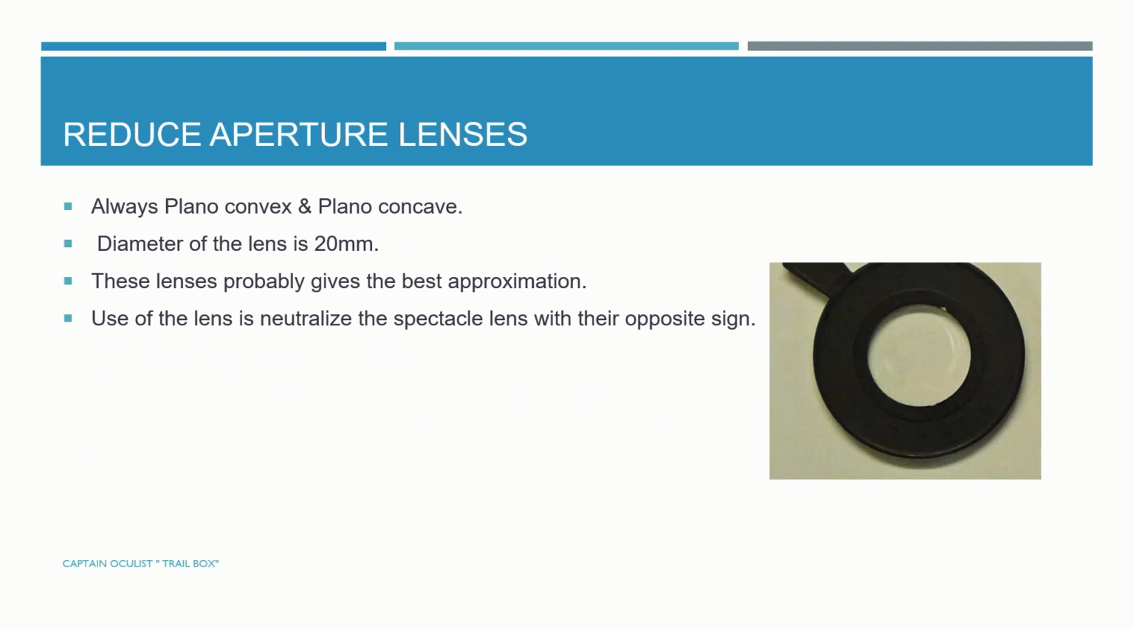Let's move to the features of the lenses themselves. We have reduced aperture lenses and full aperture lenses. Reduced aperture lenses are always plano-convex or plano-concave. The diameter of the lens is 20 millimeter. These lenses give the best approximation. They are used to neutralize spectacle lenses with their opposite sign.